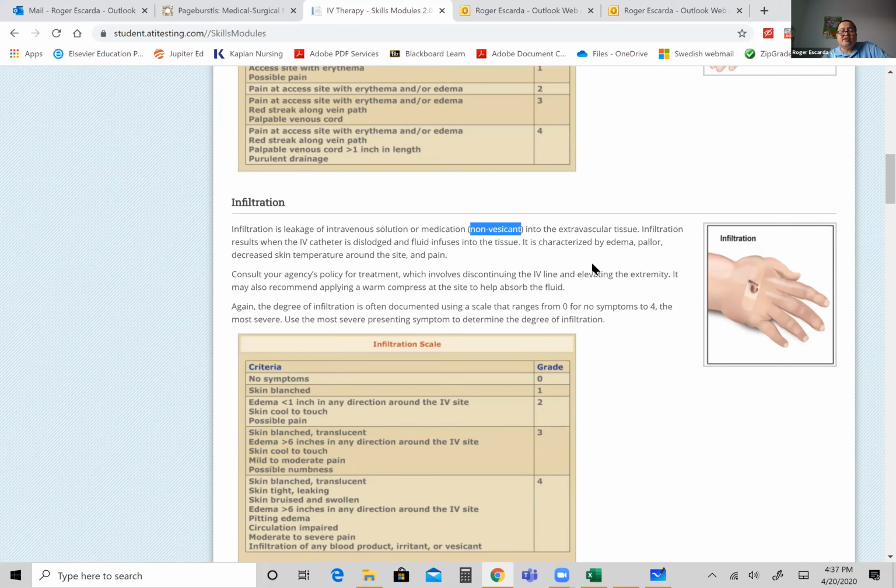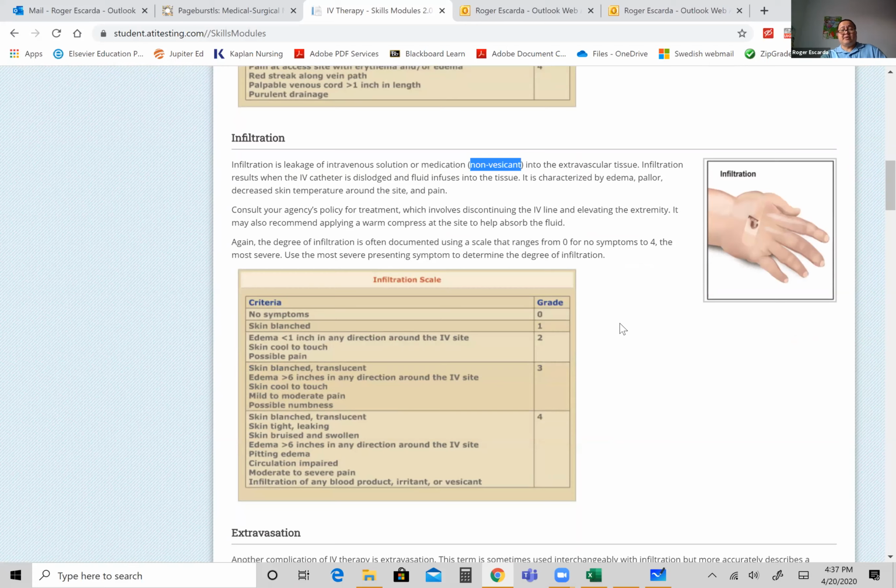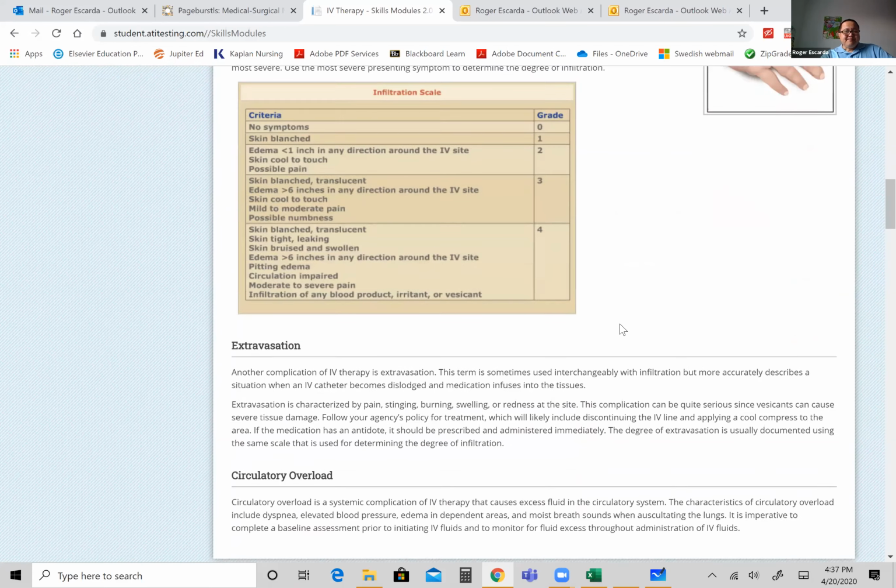But if the infusing solution is a vesicant, like a really strong antibiotic or a chemotherapeutic agent, for instance, or any other caustic solution, then we call it extravasation, which is more serious because it will cause necrosis and will require tissue debridement and several months or one to two years of treatment.